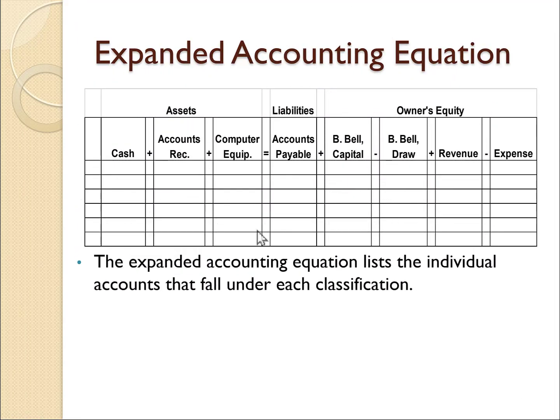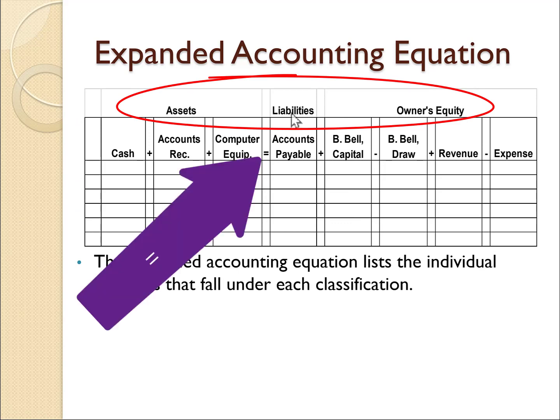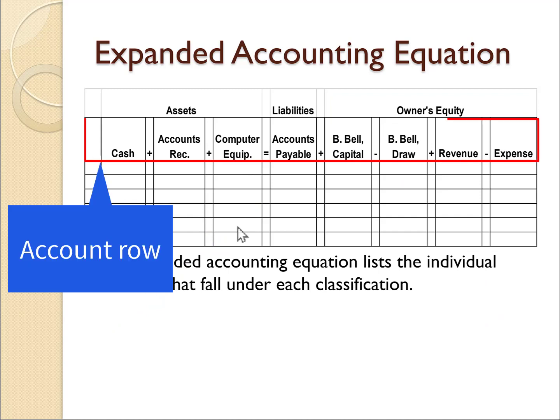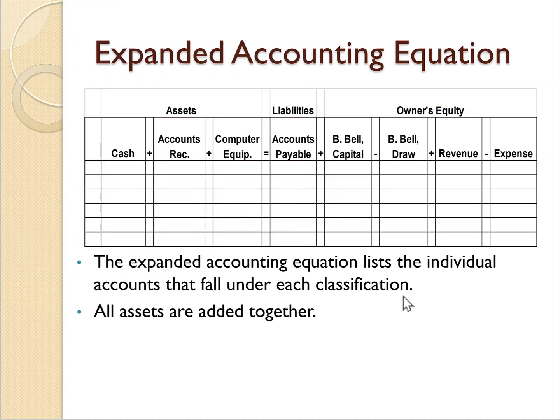Notice at the very top we have our accounting equation. Assets equals liabilities plus owner's equity. Now the expanded accounting equation lists the accounts below it and lists the three accounts that affect equity, which is draw, revenue, and expense. So of course this company has three assets: cash, accounts receivable, and computer equipment.